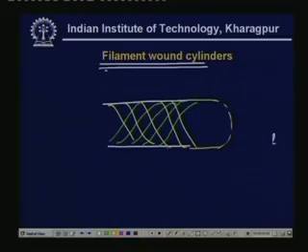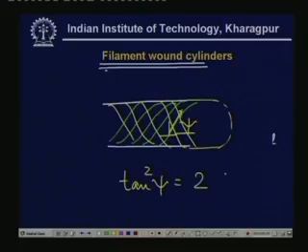But if we consider this particular angle, let us say psi, the wrap angle, then after all the necessary calculations, if you make out the free body diagrams, which I am not going to do, tan square psi is roughly 2. So with this we can calculate psi, and this is about 54.7 degrees. If we make this angle of wrap, then it can sustain the pressure in the same way as a cylinder. So this is a very, very effective technique.